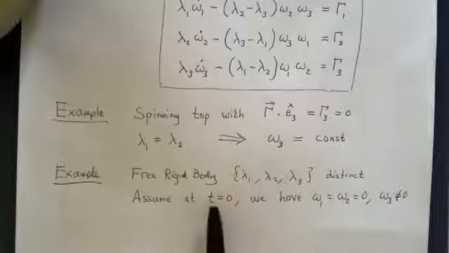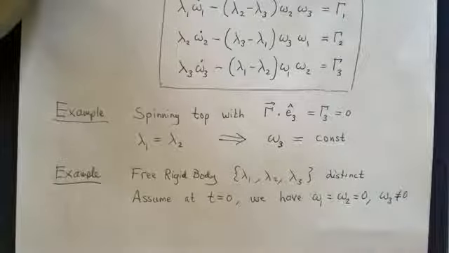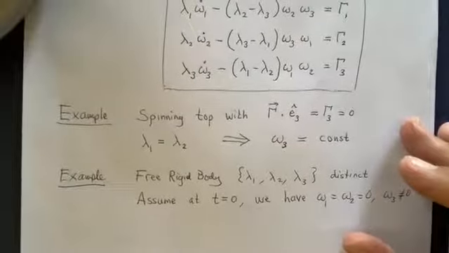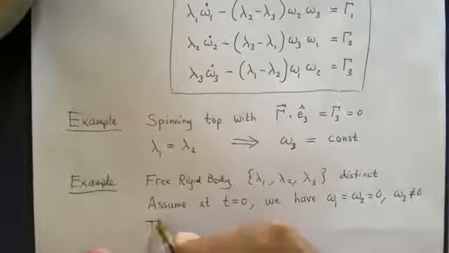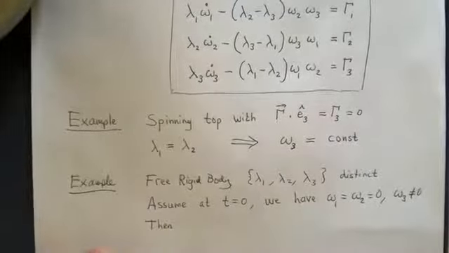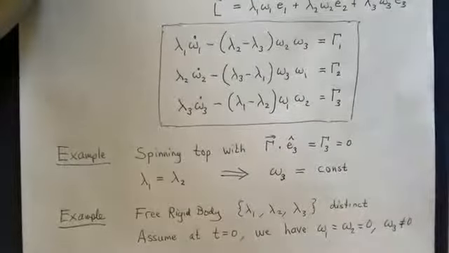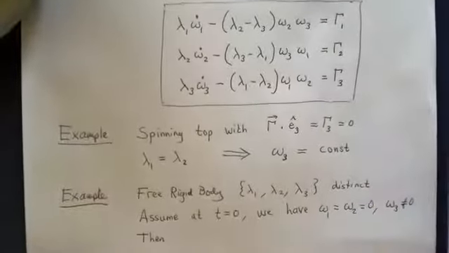At t equals 0, it's spinning about a principal axis. We're going to show that it continues to spin about that principal axis. So let's follow through the calculation here. Let's be very careful: this set of equations here, we're talking about quantities in the body frame, right? Omega 1, omega 2, omega 3, those are quantities in the body frame.